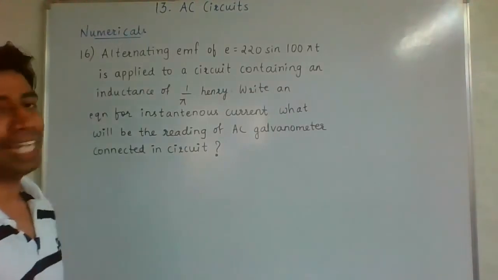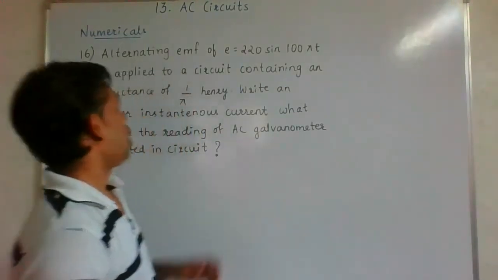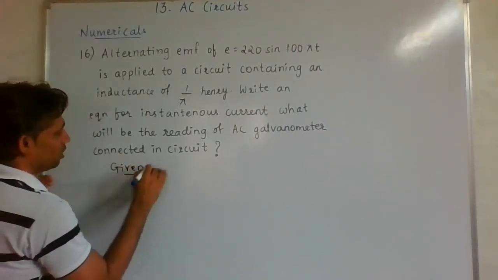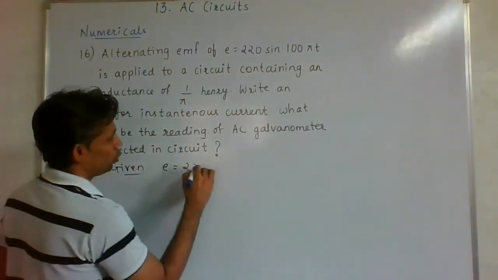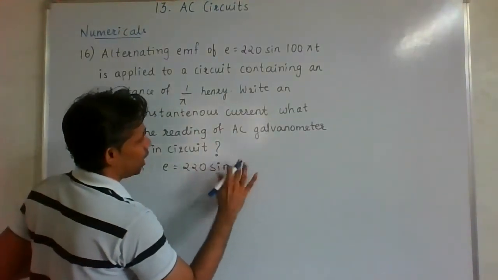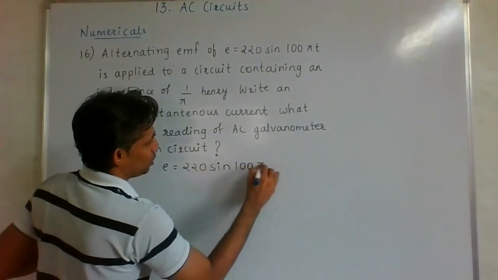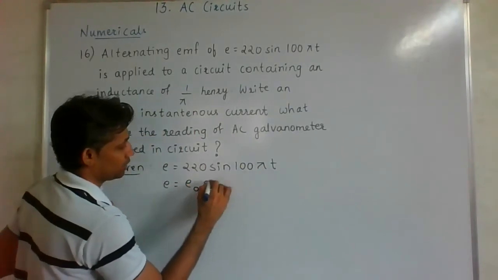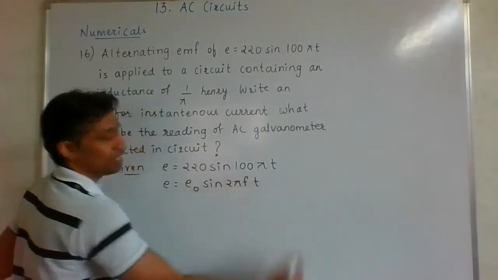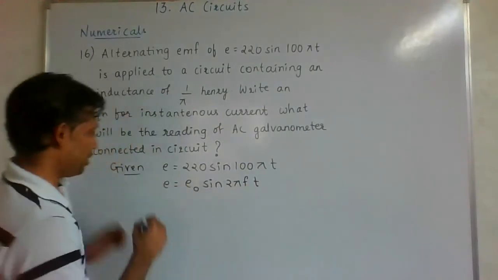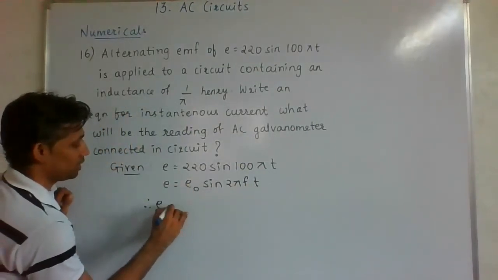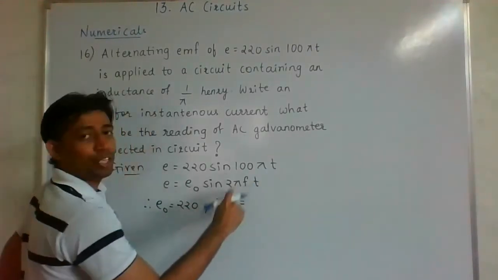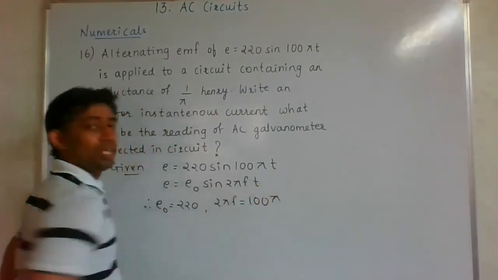So let's move on to the next sum, which is number 16. Alternating EMF का equation दिया हुआ है, which I'll write as it is. E is equal to 220 sin 100 pi t. So इसको अगर आप compare करोगे ये equation से, E is equal to E naught sin 2 pi f t, तो आपको इसमें E naught का value मिल जाएगा. You can observe E naught is equal to 220, whereas 2 pi f का value कितना है, 100 pi. ये सब यूज होने वाला है.